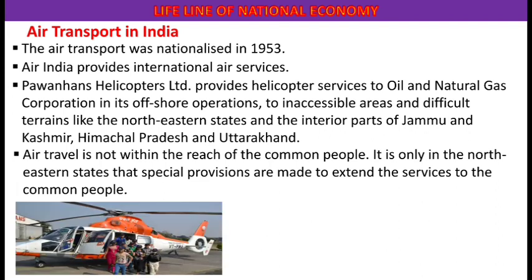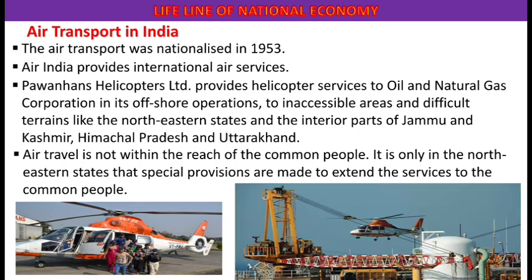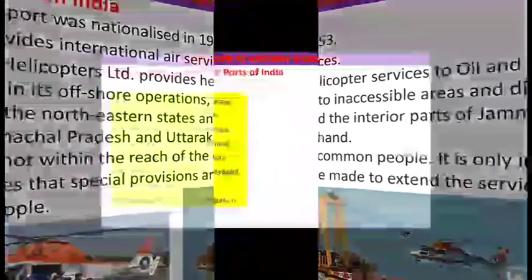Pawan Hans Helicopter Limited provides helicopter service to the Oil and Natural Gas Corporation in its offshore operations and to inaccessible areas and difficult terrain like the northeastern states and the interior parts of Jammu and Kashmir, Himachal Pradesh and Uttarakhand. Air travel is not within the reach of common people. It is only in the northeastern states that special provisions are made to extend the service to common people.